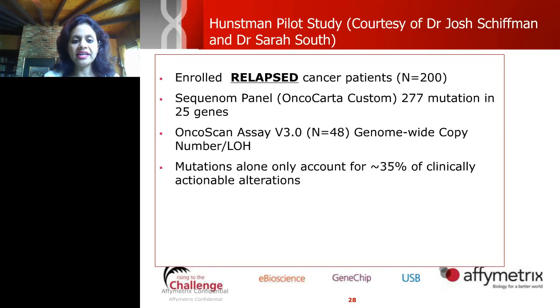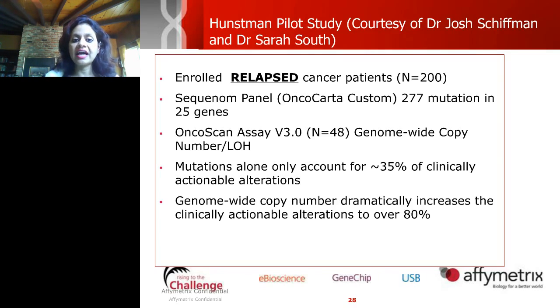When they first ran only a somatic mutation panel alone, they found that only 35% of the cases had an actionable mutation-based alteration, which is a little bit disappointing to the oncologist, because they now struggle with what to do with the balance 65% of the cases where they did not find any actionable mutations. However, when they added OncoScan, the number of patients with an actionable alteration increased from 35% to 80%. And I'm going to share some case examples where this actually happened.